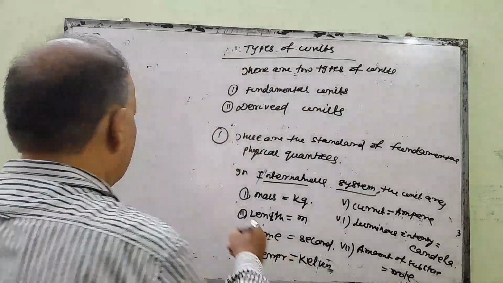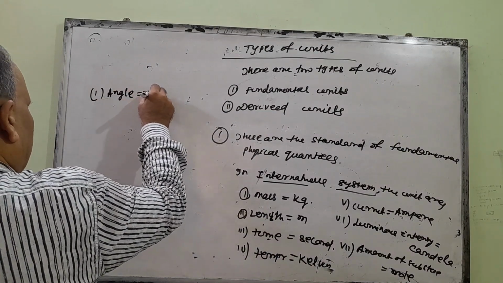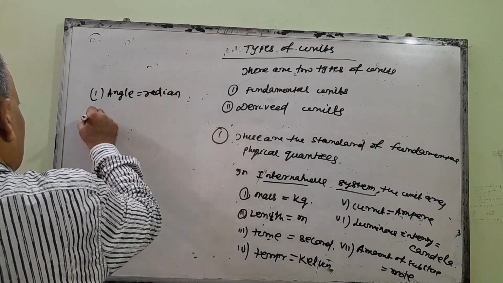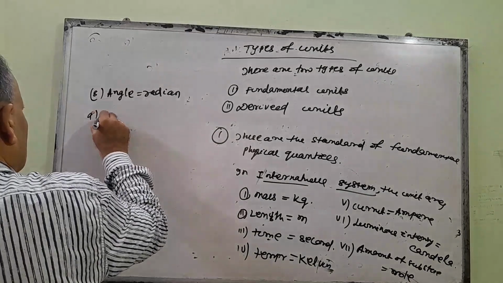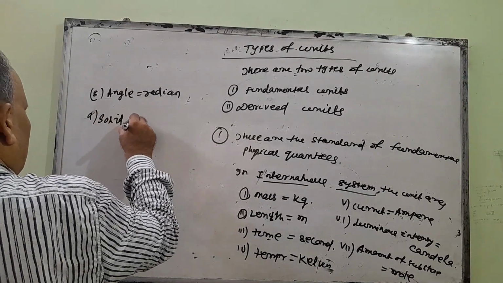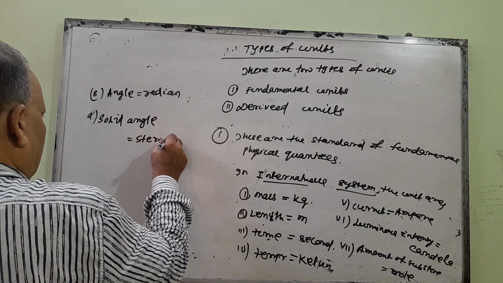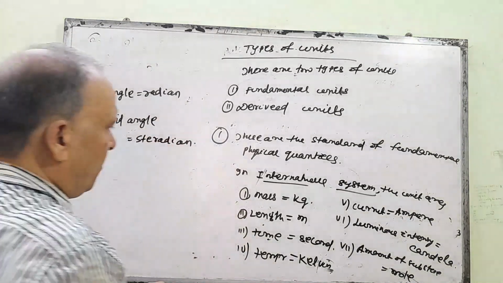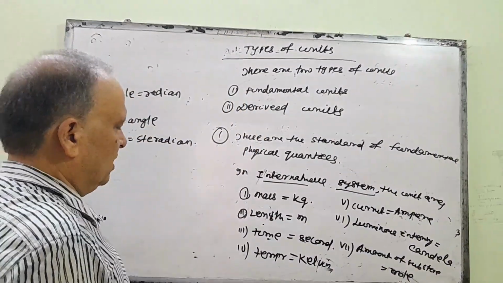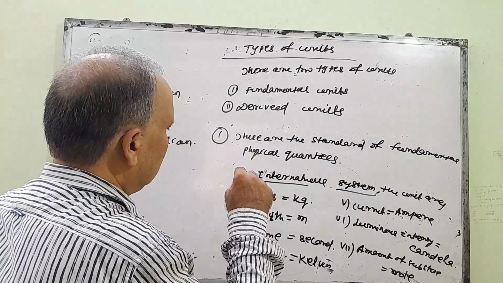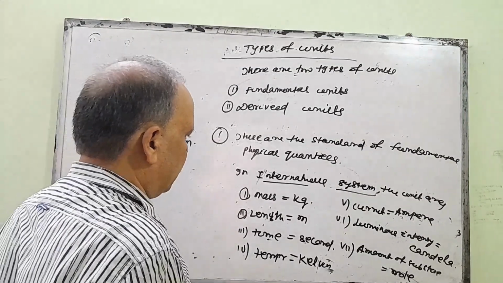Besides those, there are two others: angle, radian. Next, this is your 8 and this is your 9. Solid angle is your steradian. These are the fundamental units. You remember, these are the units used to measure fundamental physical quantities.